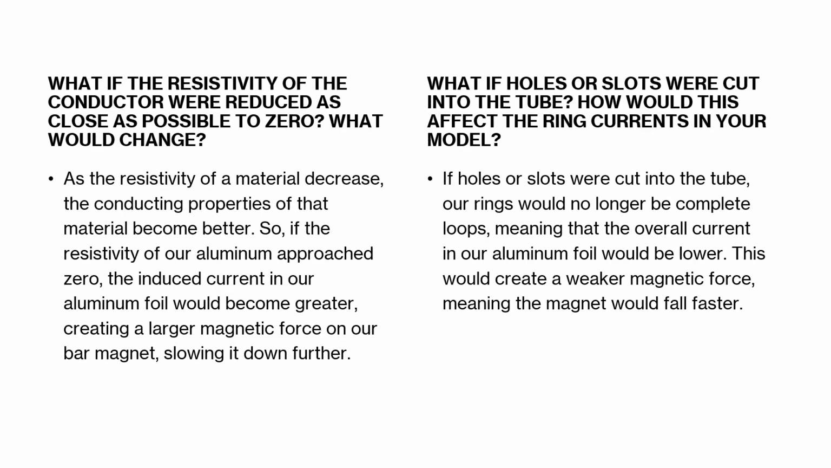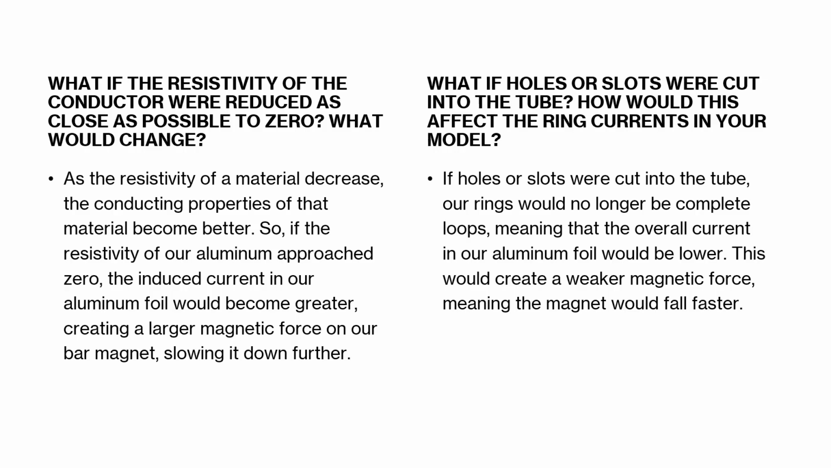Two final questions in this part of the lab. The first one asks, what if the resistivity of the conductor was reduced as close as possible to zero? What would change? If the resistivity of a material decreases, the conducting properties of that material become better. So, if the resistivity of our aluminum approached zero, the induced current in our aluminum foil would be greater, creating a larger magnetic force on our bar magnet, slowing it down further.